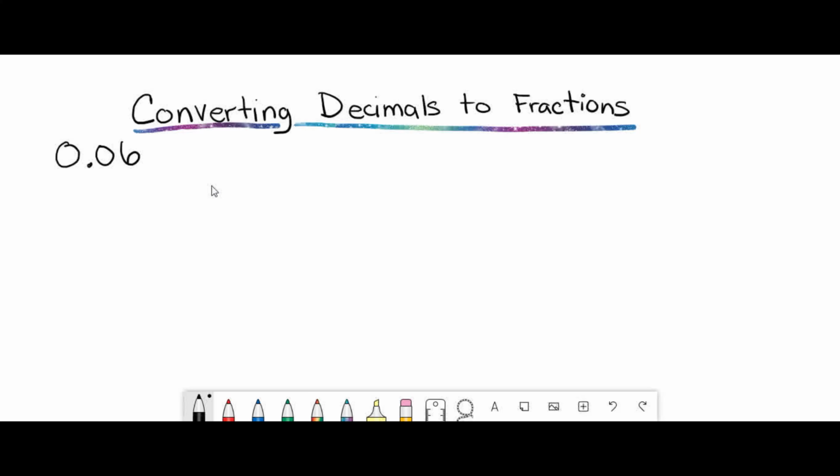write the denominator of the fraction. Okay, so let's look at our place value. This 0 right here after the decimal point, it's in our tens place, right? On the place value of tens. Now, our 6 is in the hundredths. Okay, let's write it in here.